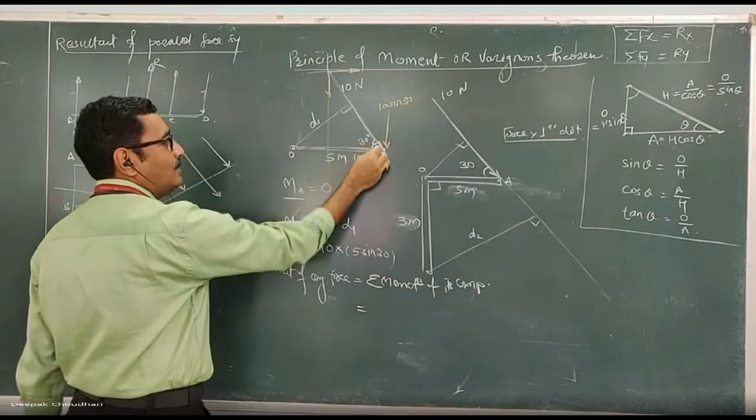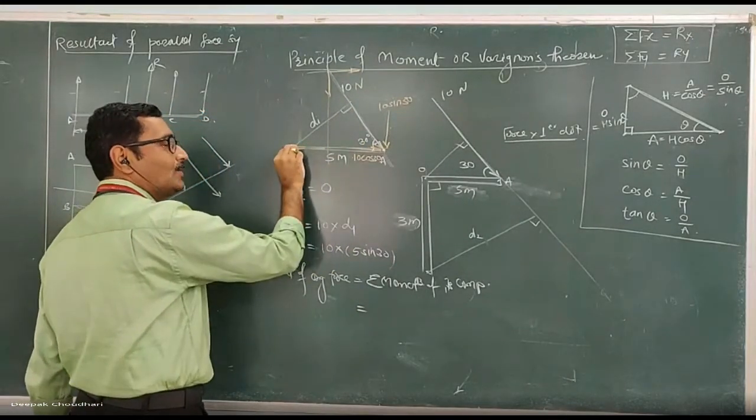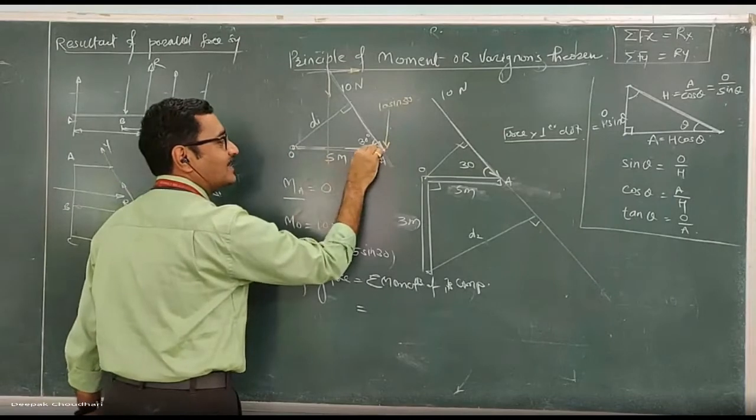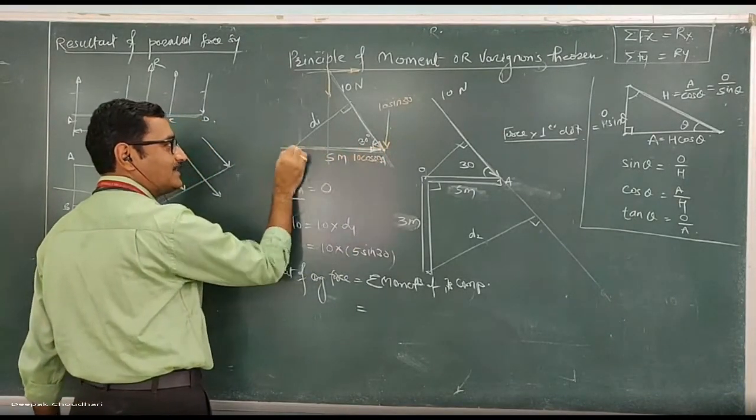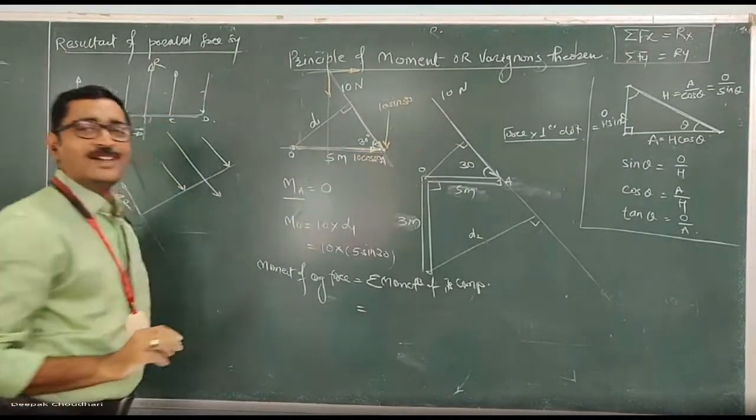Yeah. So the moment of this 10 Newton force is equal to the summation of the moment of these two components. Now what is the moment of this 10 cos 30 about O? If I extend its line of action, it's passing through O. तो इसका मोमेंट अबाउट O कितना हो गया?